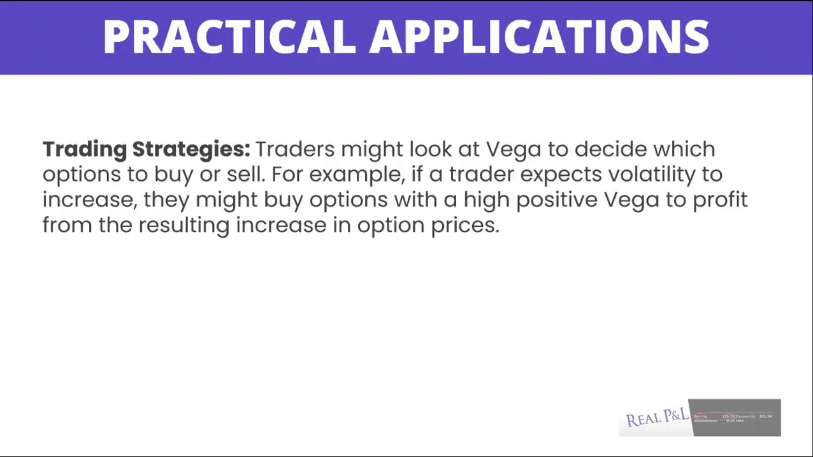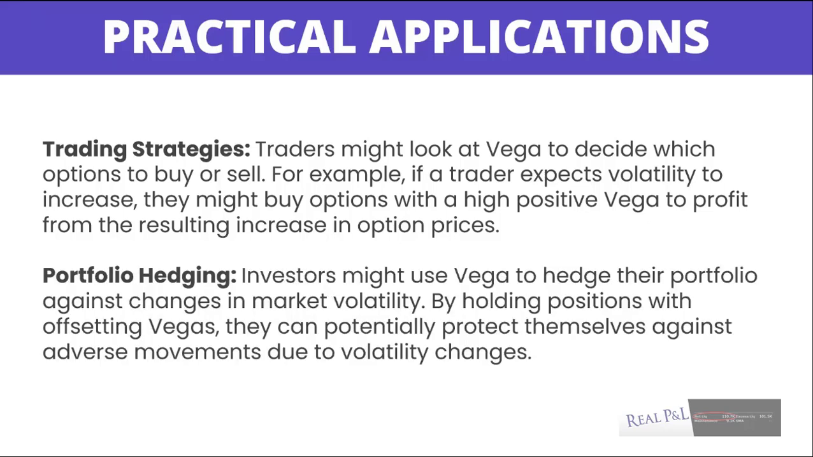Practical implications. Trading strategies. Traders might look at Vega to decide which options to buy or sell. For example, if a trader expects volatility to increase, they might buy options with a higher positive Vega to profit from the resulting increase in the option prices. Portfolio hedging. Investors might use Vega to hedge their portfolio against changes in the market volatility. By holding positions with offsetting Vegas, they can potentially protect themselves against adverse movements due to volatility changes.